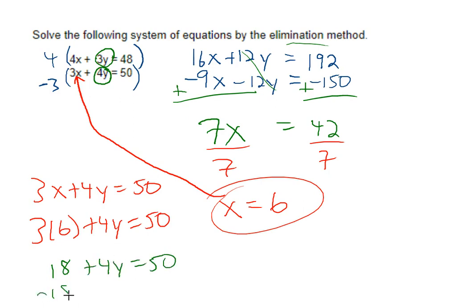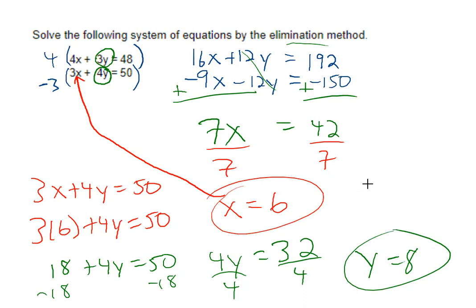We'll subtract the 18 from both sides. We get 4y is equal to, I feel like I'm tired, I can't do math right now, 32. Divide by 4 on both sides, we get y is equal to 8. All right, so we get 6 comma 8. We put it as an ordered pair. All right, so that's elimination method.